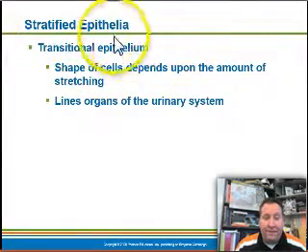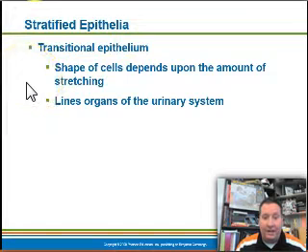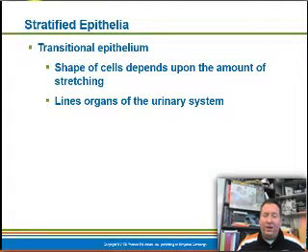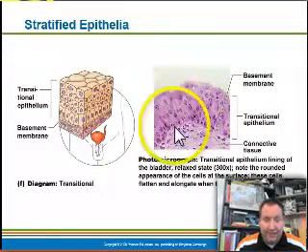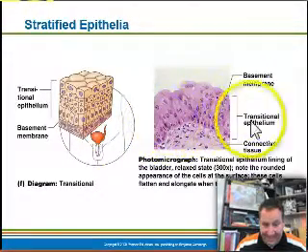Another type of stratified epithelium is what we call transitional epithelium. And this is going to be in an area that has a lot of stretching that goes along with it. So the cells are going to change shape based upon the stretchability that's being exerted upon them. We take a look at organs of your urinary system like your bladder. Your bladder is going to expand and contract, and this type of epithelium we're going to find in that particular location itself. So this would be your transitional epithelium that's found in your bladder.